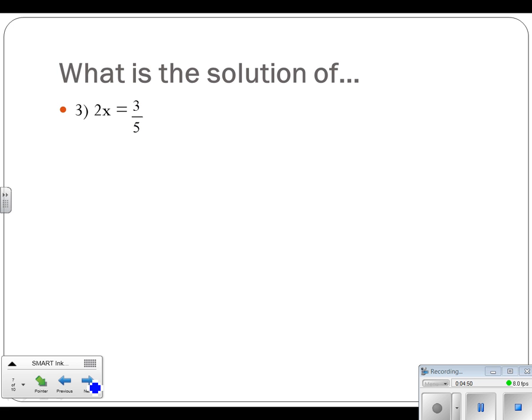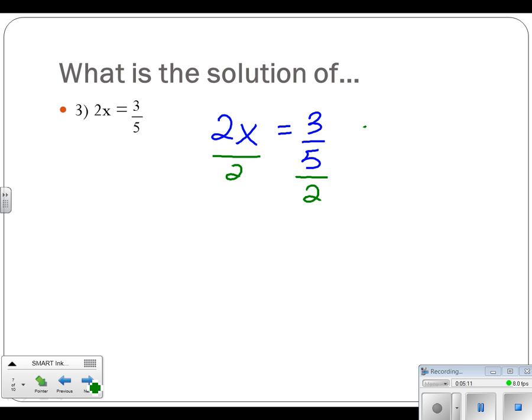So if we have 2x is the same as 3/5, the whole point of this is to get the x all alone. So I'm going to rewrite the problem over here. To get that x all alone, right now it's being multiplied by 2, so I'm going to do the inverse operation. I'm going to divide by 2. Whatever I do on one side, I do on the other.